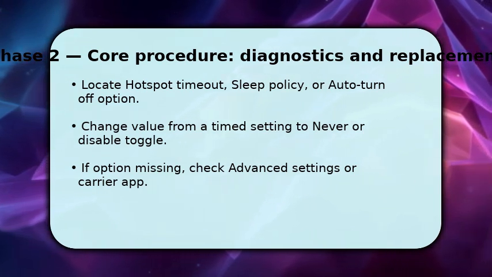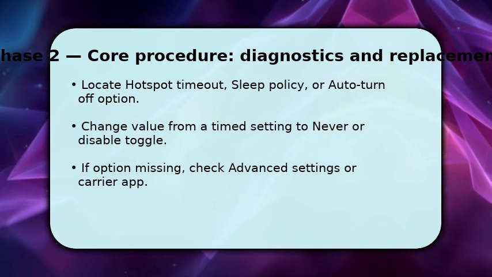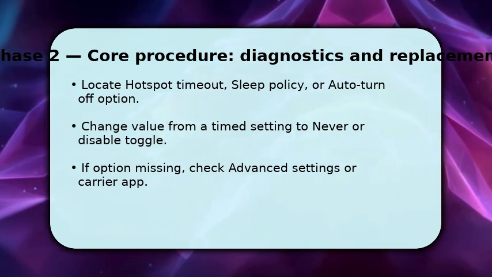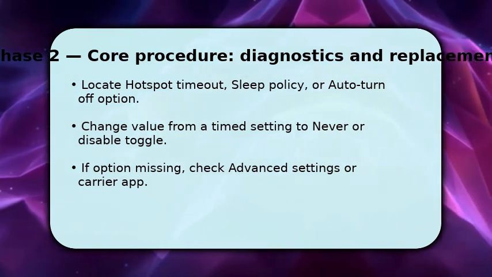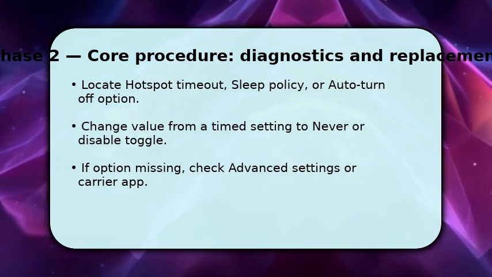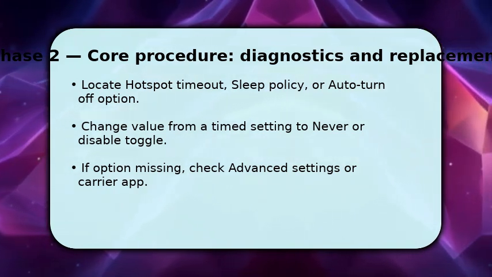If your phone uses an advanced menu, expand it. Sometimes carriers hide controls inside their app, so check there if you don't see the toggle. Make adjustments intentionally, because leaving it on defeats persistent tethering purposes.